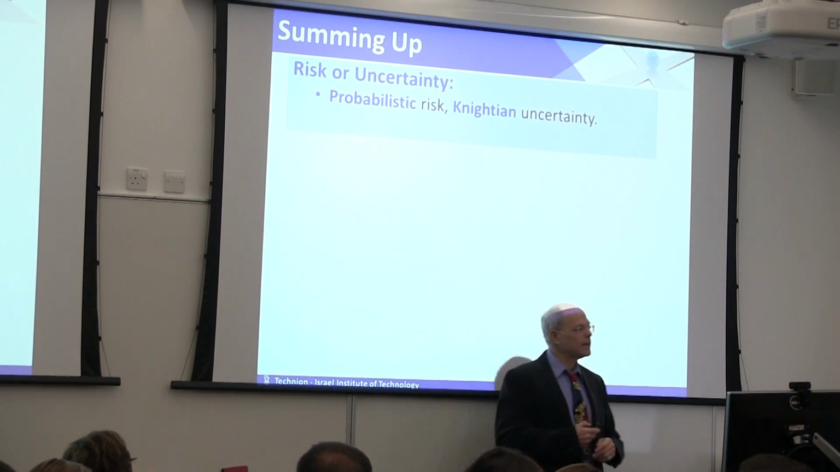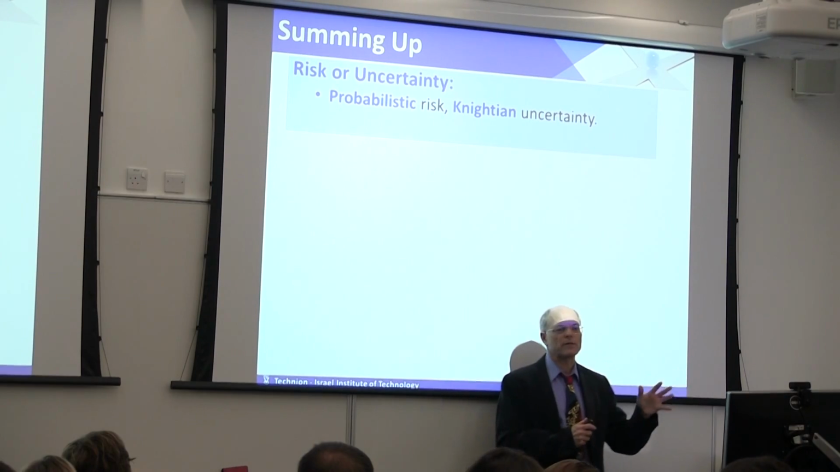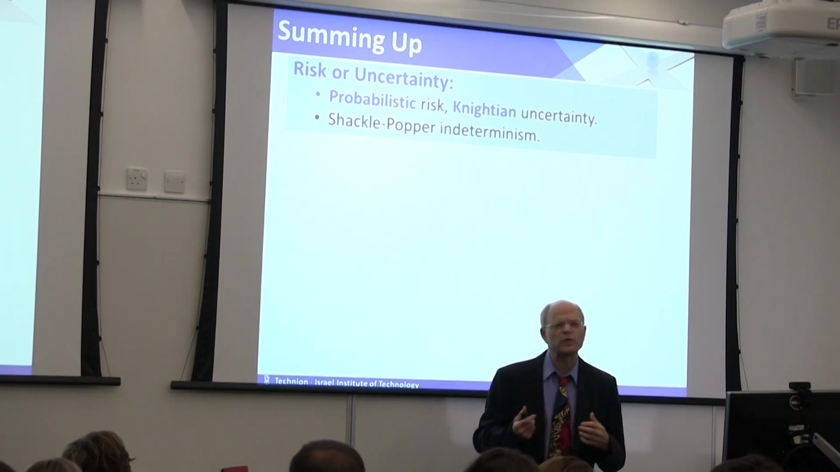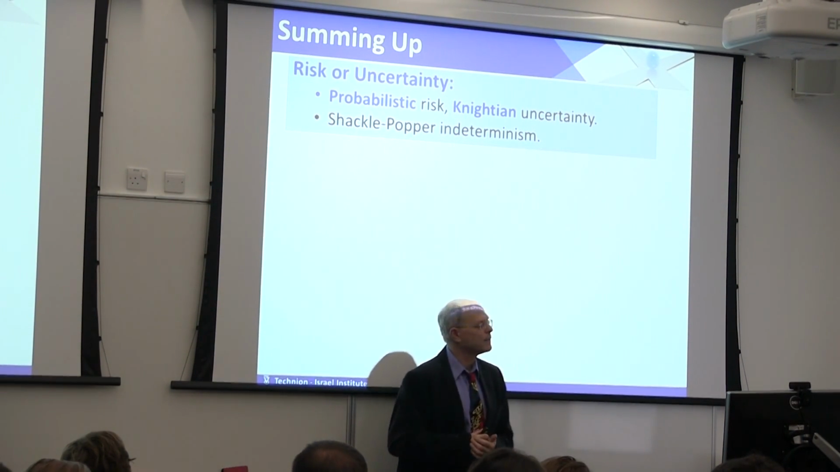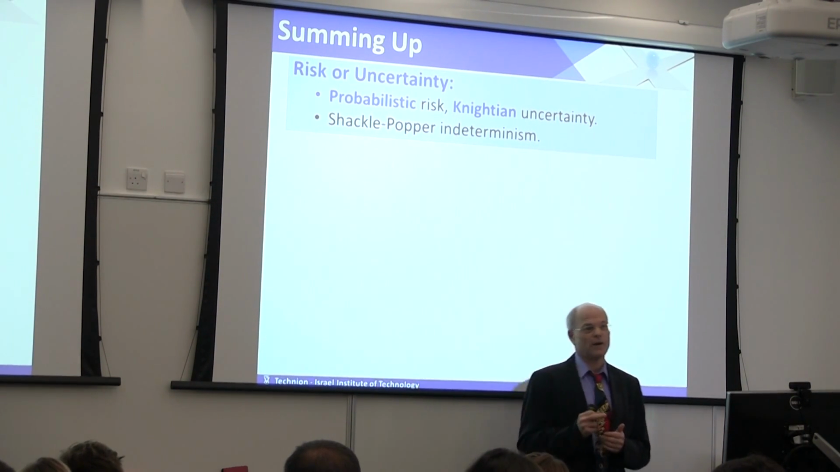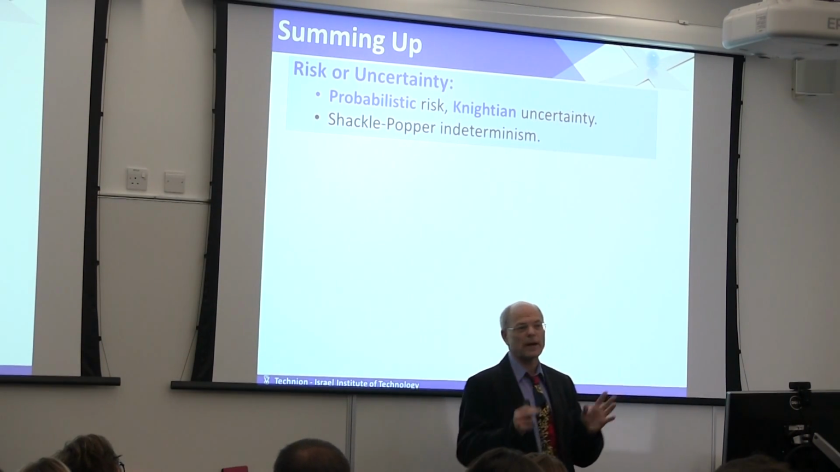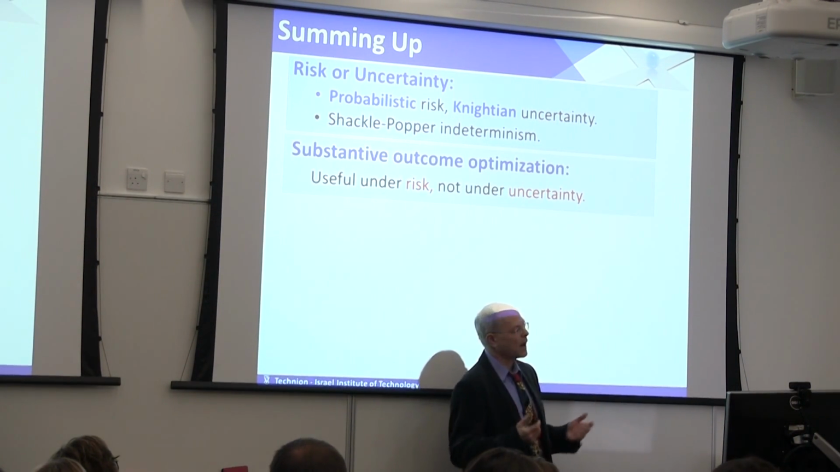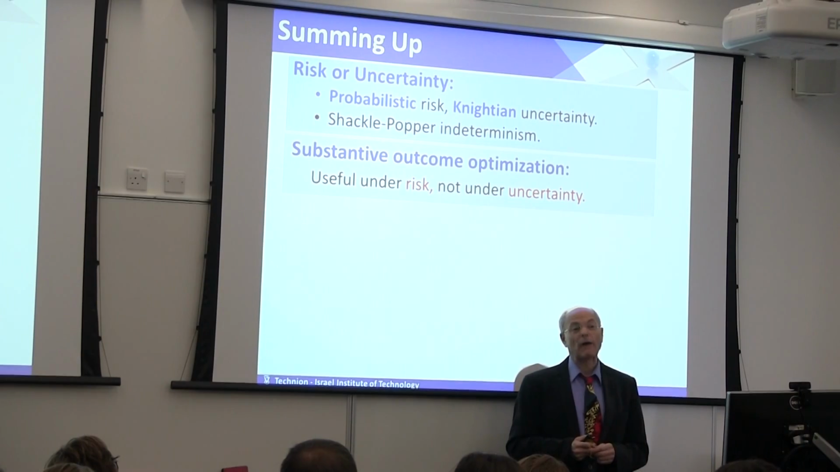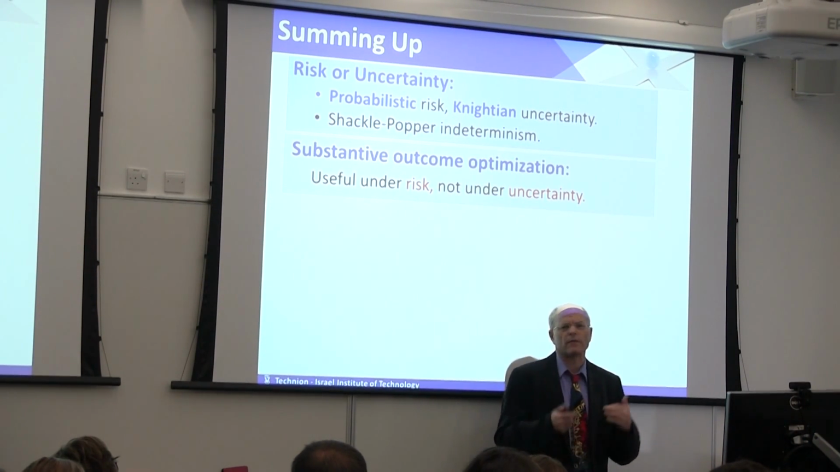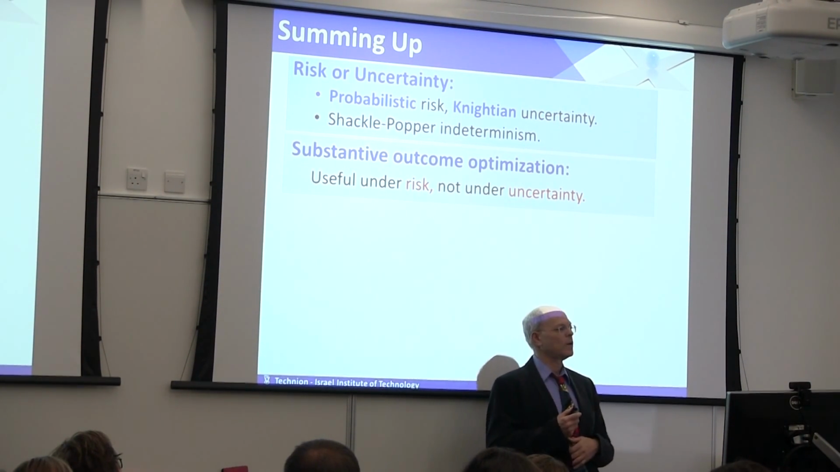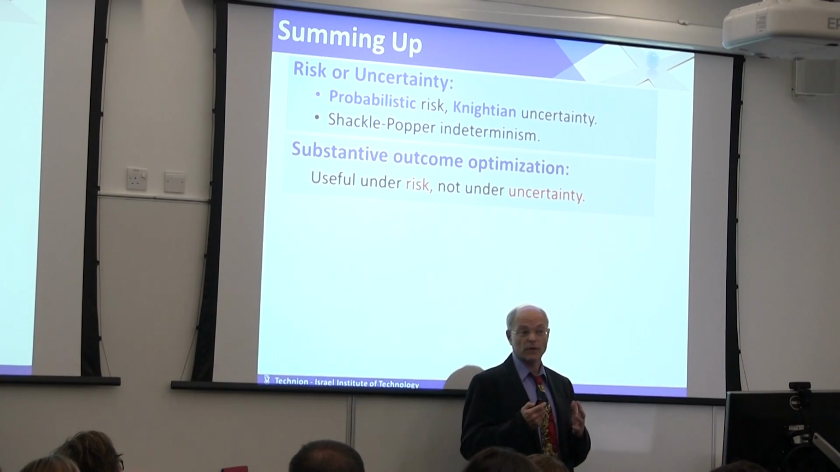So let me sum up my talk. I've distinguished between risk, probabilistic risk, and Knightian uncertainty, infogaps. And I talked about Yakov Popper indeterminism, which is a very abstract or generic mechanism which assures us that human affairs are not obedient to the Newtonian paradigm of the physicists. I emphasized the limitations of substantive outcome optimization, or I emphasized that it's very useful if you have structured probabilistic risk, but it's not useful. Outcome optimization is not a reliable or responsible strategy when you have Knightian uncertainty.